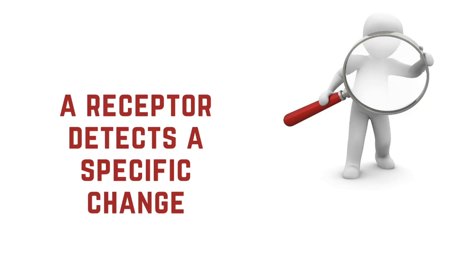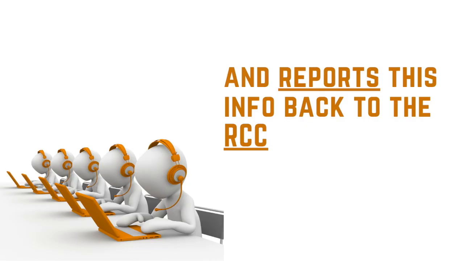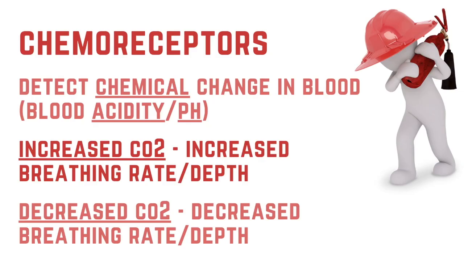A receptor detects a specific change in its location and reports that information back to the respiratory control center, so it can make a decision and make a change within the body. Chemoreceptors detect chemical change in the blood. So a change to blood acidity or the pH level, if it lowers and becomes more acidic, there will be a demand to increase breathing rate and depth. We need more oxygen, so therefore we need to breathe deeper and faster.